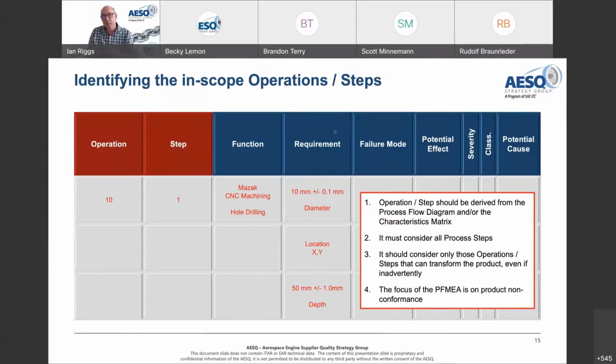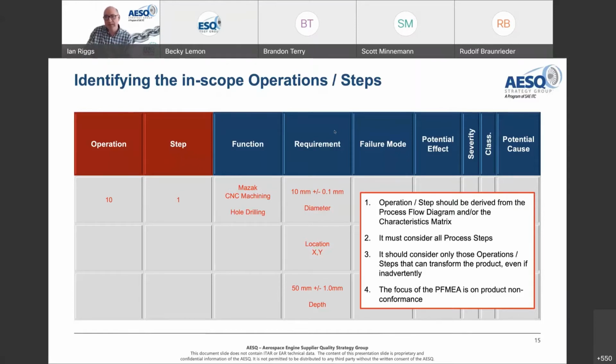Now this is really important because we see lots of times where maybe things have been included in the scope of an FMEA that don't need to be there. So within 30,100, we've really tried to specify the things that we need to consider. So we say we want every operation and every step included. When you get into the detailed steps though, we only want those steps included that are going to transform the product. So in other words, if you're going to drill a hole, you're transforming the product.